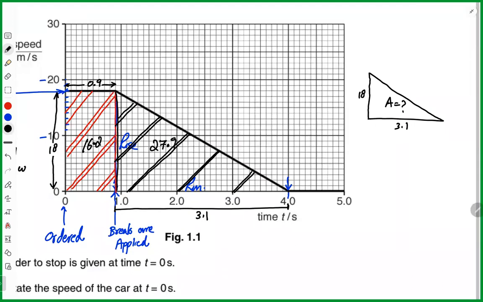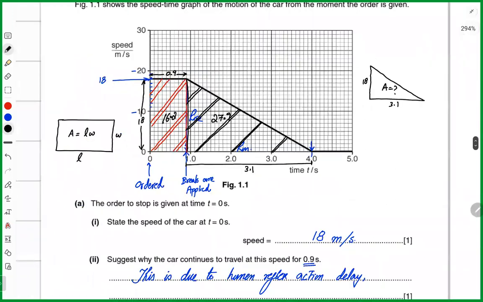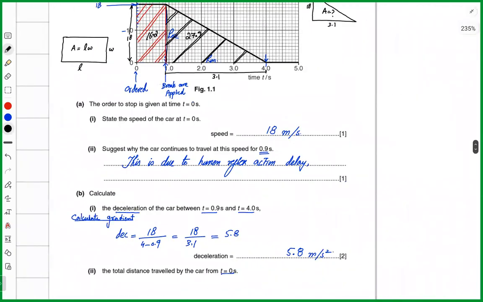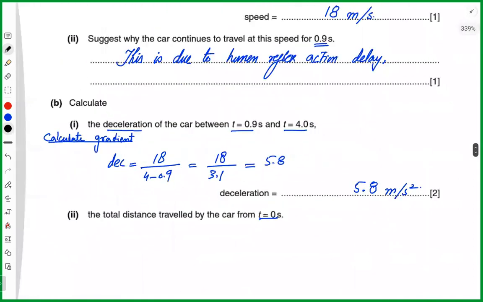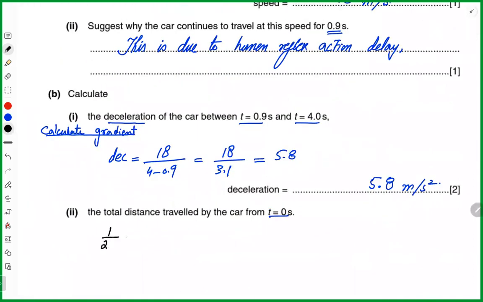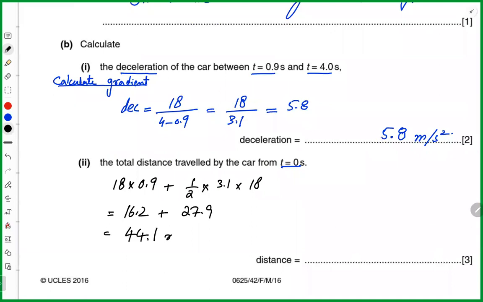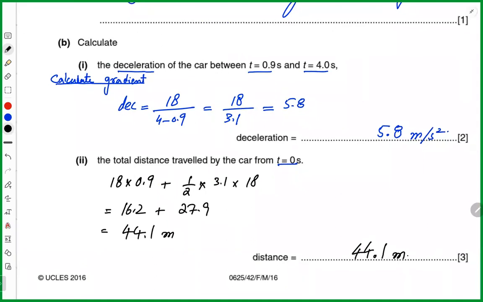27.9. So what will be the total area from the beginning till end? 44.1. Good. So it will be 16.2 plus 27.9. So total area will be 44.1 meter. 44.1 meter. Good.